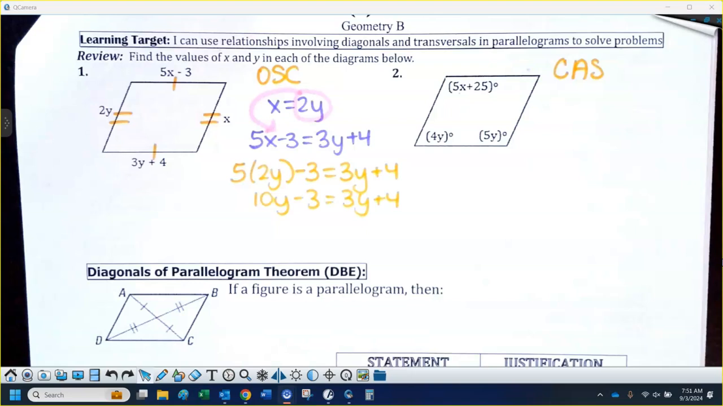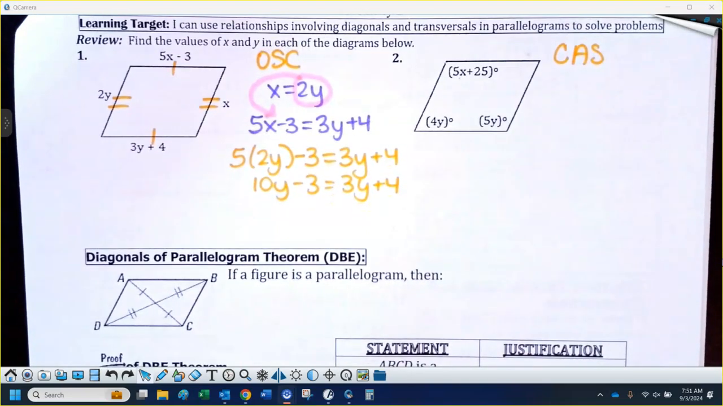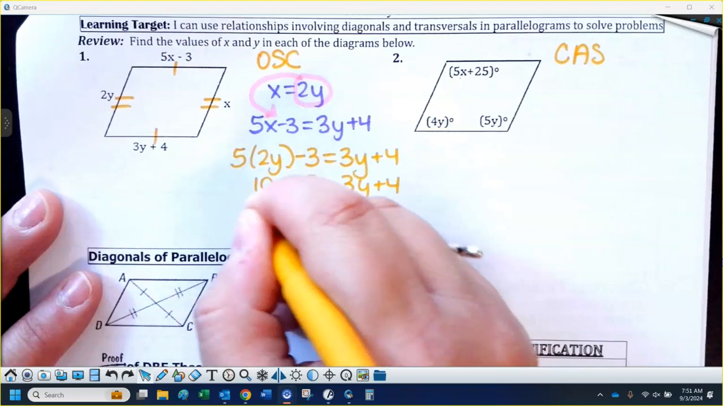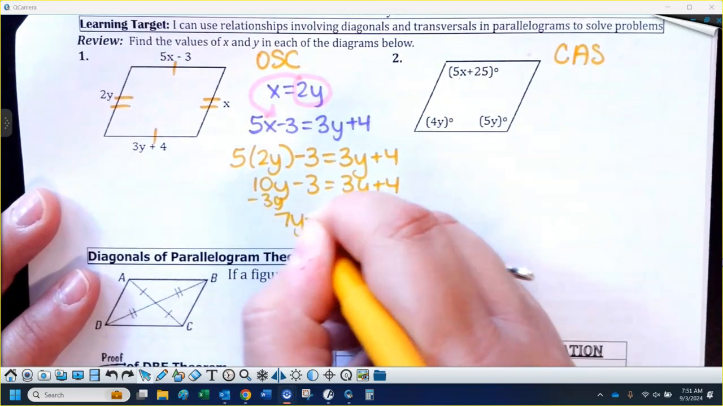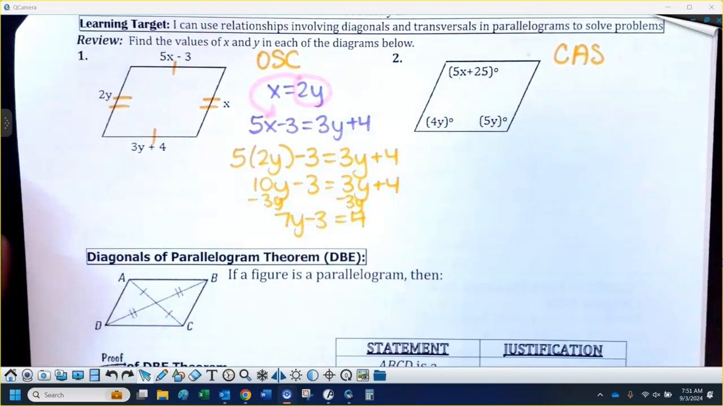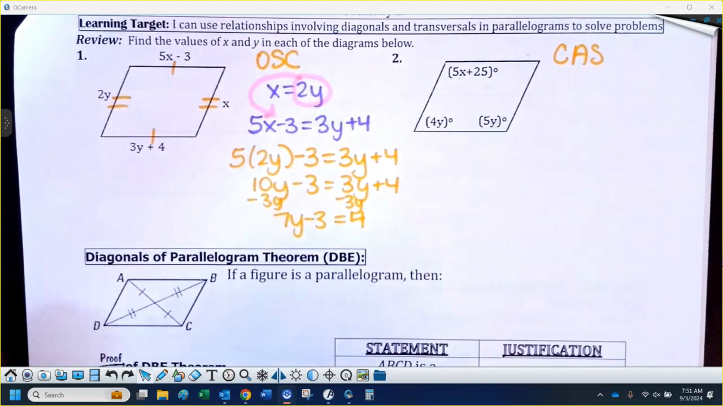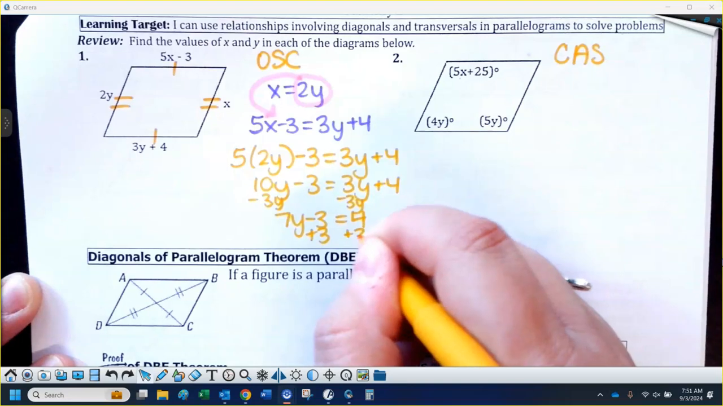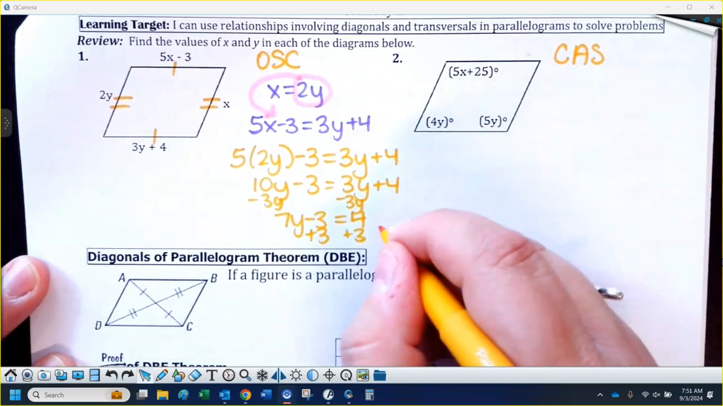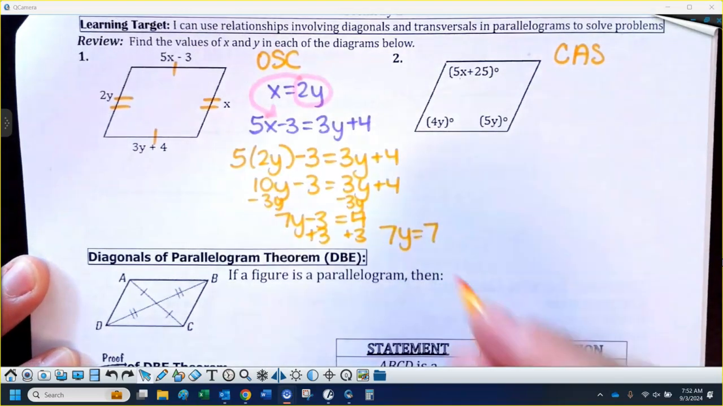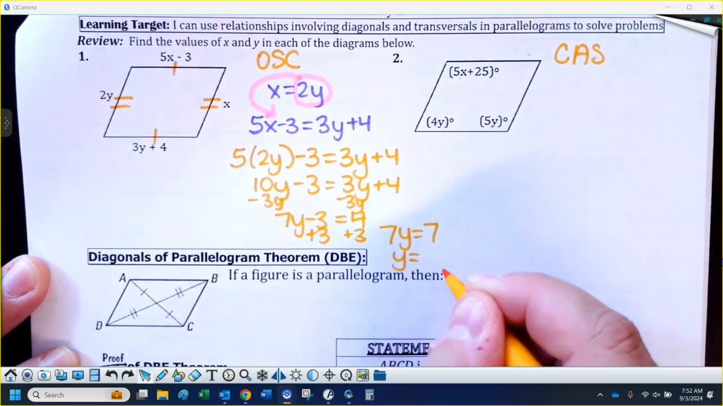equals 3y plus 4. Okay, who could tell me if you were solving that, what would you do next? Because there's different ways you could do this. I'm just curious. Subtract 3y. All right, so I got 7y minus 3 equals 4. What do you want to do after that? Plus 3. Okay. If you did it a different way, that's totally fine. There's different ways you can do this. So I get 7y equals 7. So what's my y going to equal?